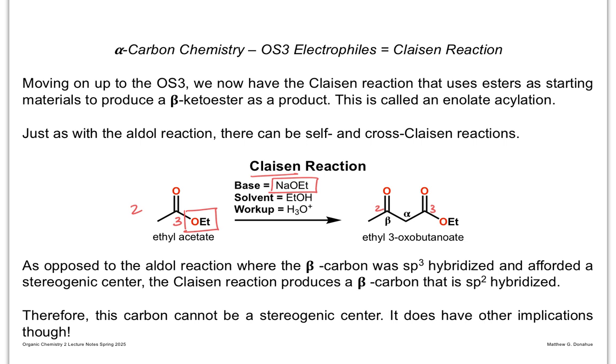So the parent has to be named as an ester, and then the carbonyl group is a substituent. When it's a substituent, notice its name, oxo. So oxo means carbonyl. So this is a self-Claisen. It's doing what we learned in the prior module.